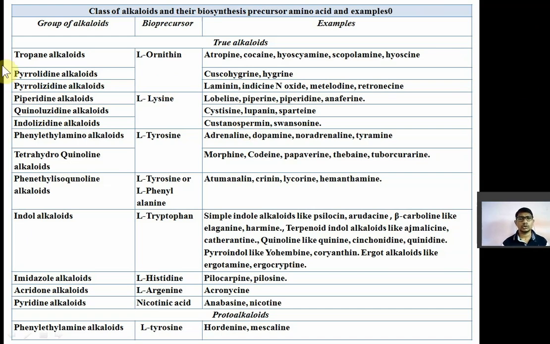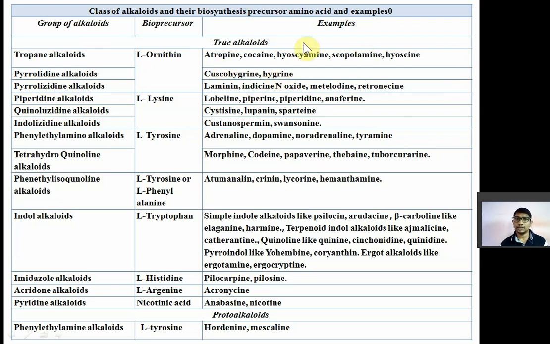You know that we have seen different classes of alkaloids. Depending upon the heterocyclic ring, there are different classes of alkaloids like indole alkaloids, phenylethylamine alkaloids, tropane alkaloids, pyrrolidine alkaloids, quinolizidine alkaloids, then acridone alkaloids, imidazole alkaloids, etc. We'll see first the tropane alkaloids. Tropane alkaloids means they will have a tropane ring in their structure.